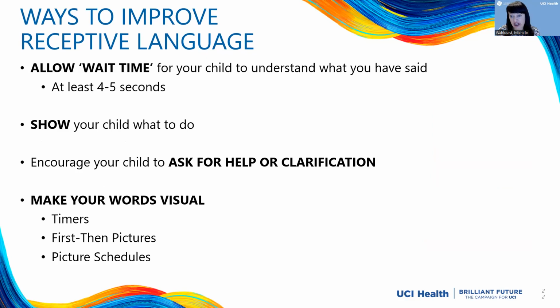Allow wait time for your child to understand what you've said. So our children with autism can be a little bit slower at processing or figuring out what's been said to them. So if you ask them a question like, what is your Batman character doing? It may take maybe 4 to 5 seconds for that kind of question to sink in. 1, 2, 3, 4. And then they might actually say, oh, he's driving his Batmobile.